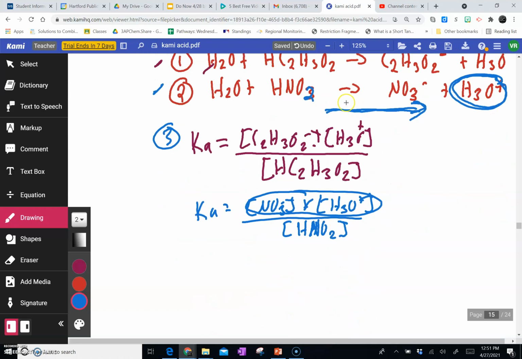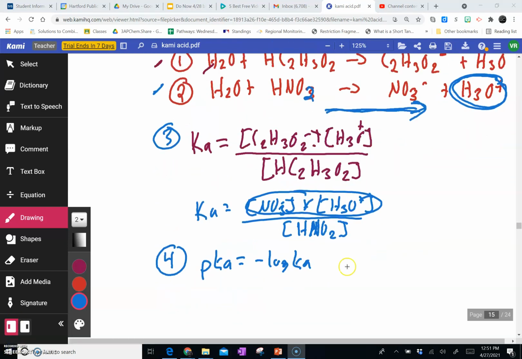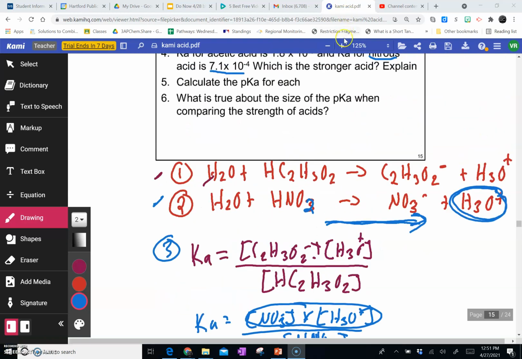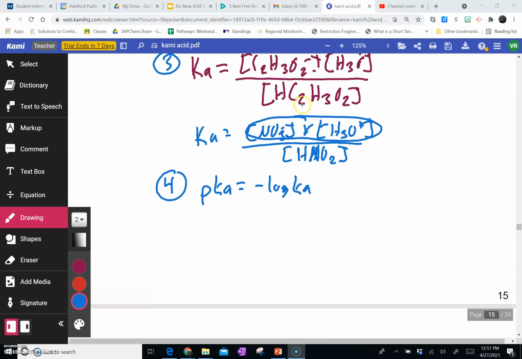So now we're going to calculate the pKa for each. So remember, pKa is equal to the negative log of the Ka. So for each one, we're just going to negative log the Ka. So I will need a calculator. So hold on, let me grab a calculator. So essentially, for each one, you're just going to take the log of the Ka and then make it negative, and that equals the pKa.